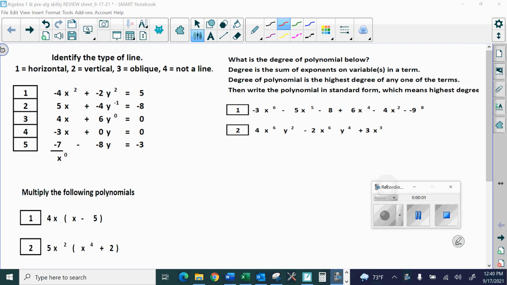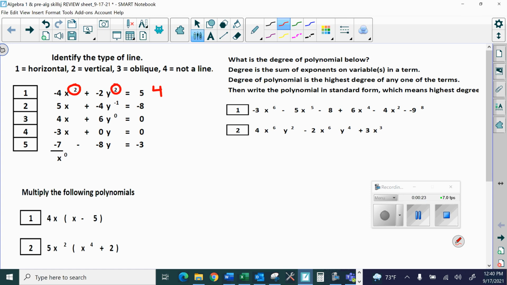Okay, students, we're going to go over your review packet or review sheet here. So first group, we're identifying what type of line it is, either horizontal, vertical, or oblique, or not a line at all. Well, since we have exponents of 2 here, that means it cannot be a line. It can only be a 1 when I have the x and the y in the numerator. So this is not a line.